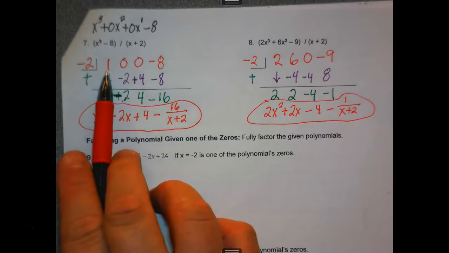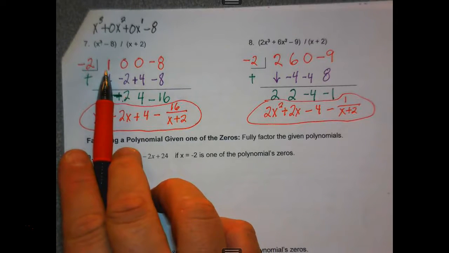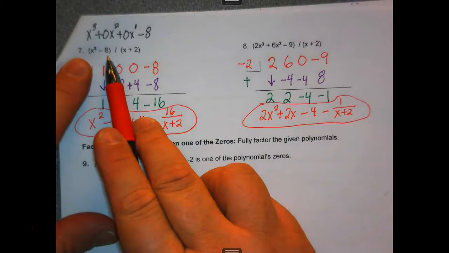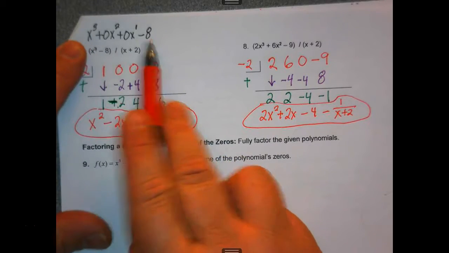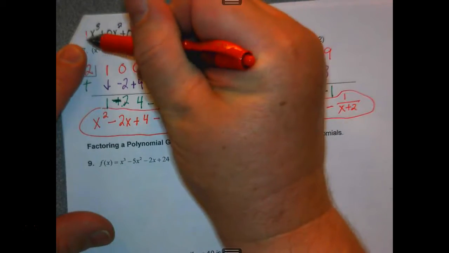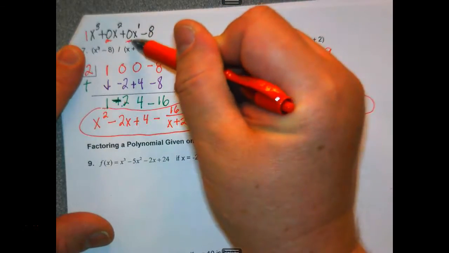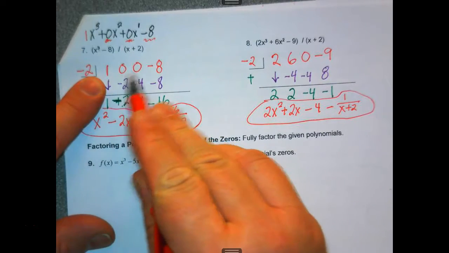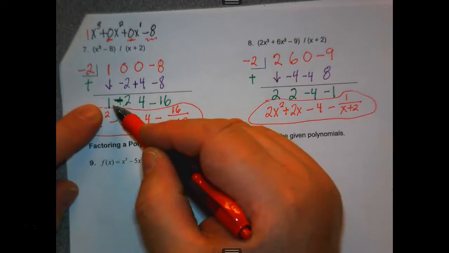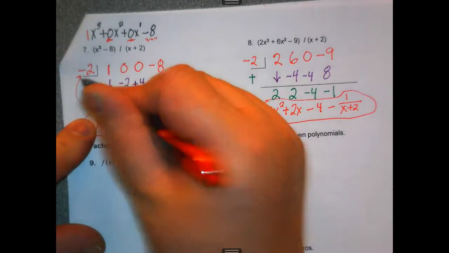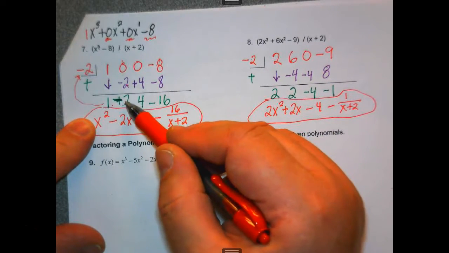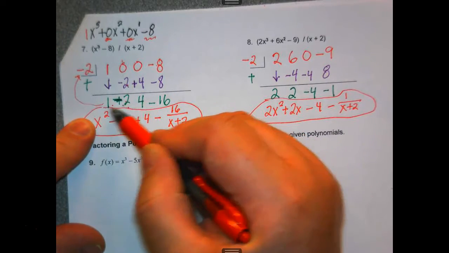They're just the coefficients of my variables. Here's my x cubed minus 8. If I expanded that to all of my variables, my coefficients, there's a 1 here, there's a 0 here, a 0 here, and a minus 8. 1, 0, 0, minus 8. Bring down the first one, multiply it by the divisor, that gives me negative 2. Add these together, and just keep going over and over.